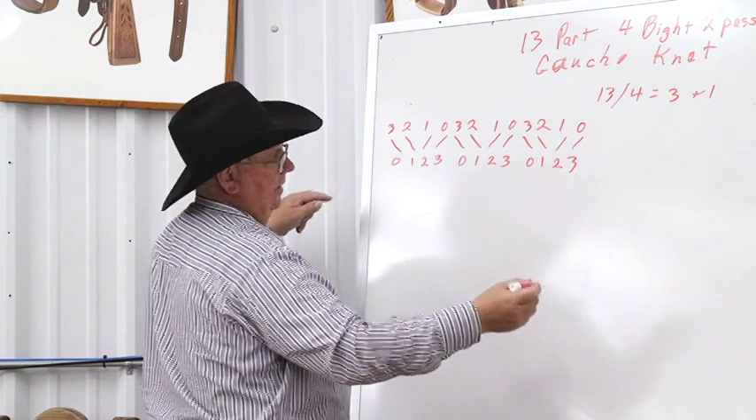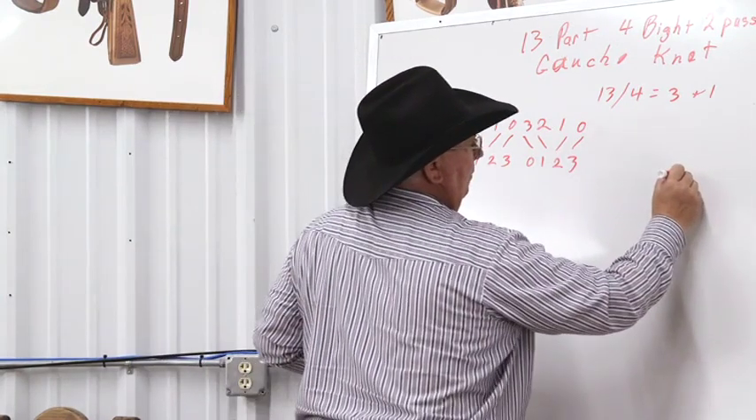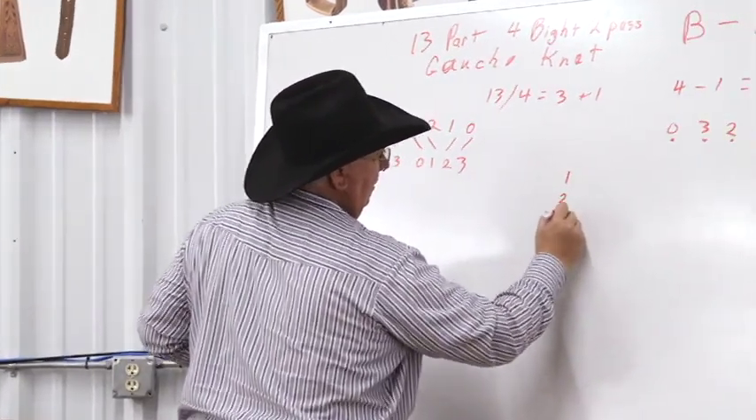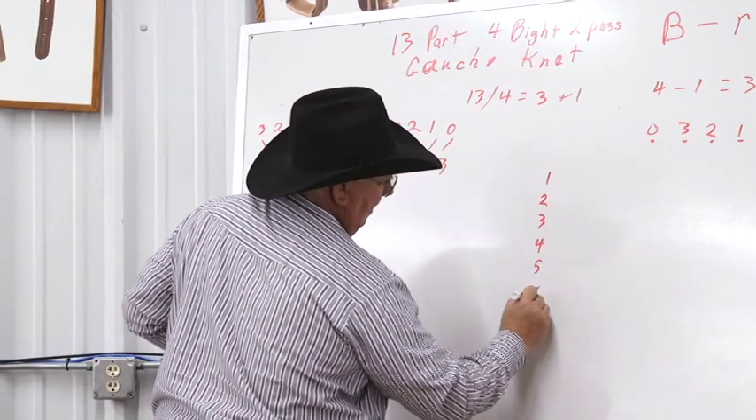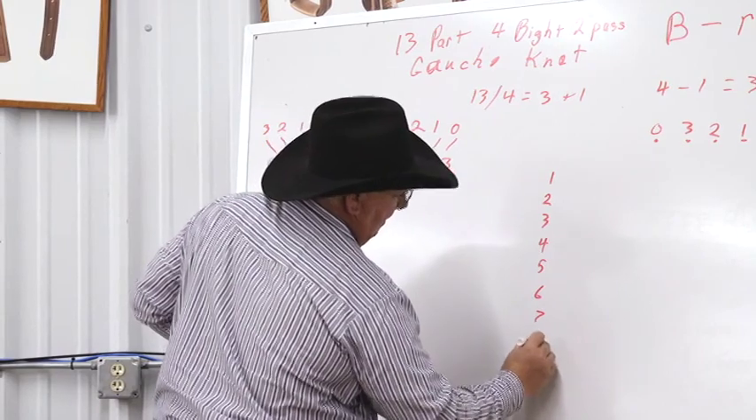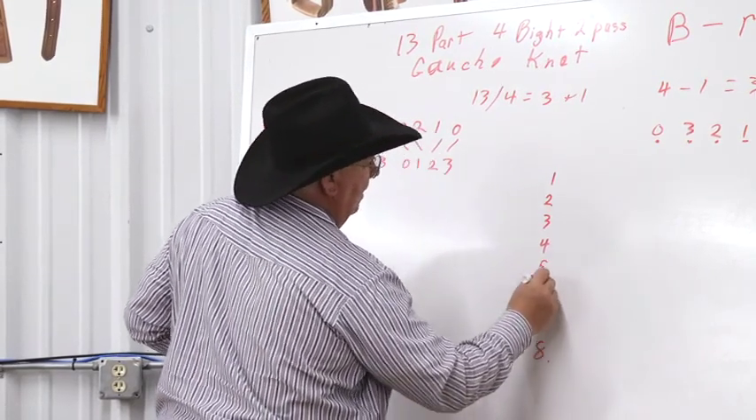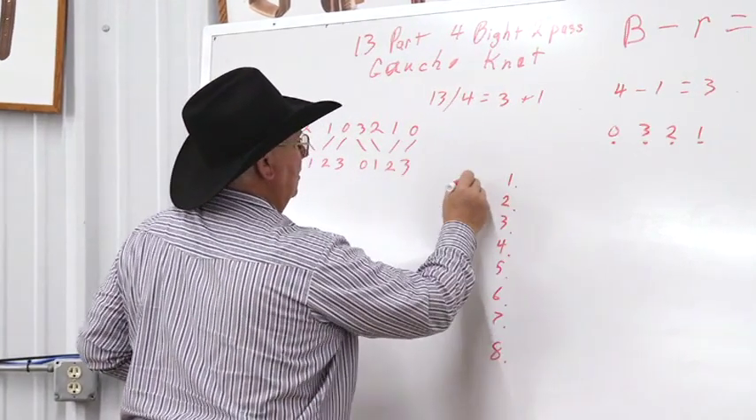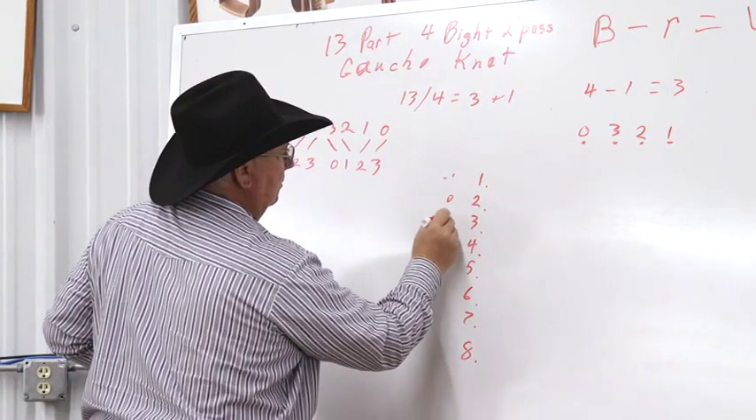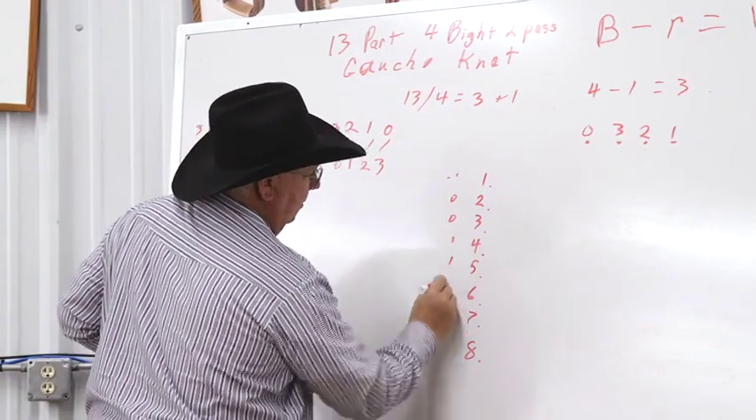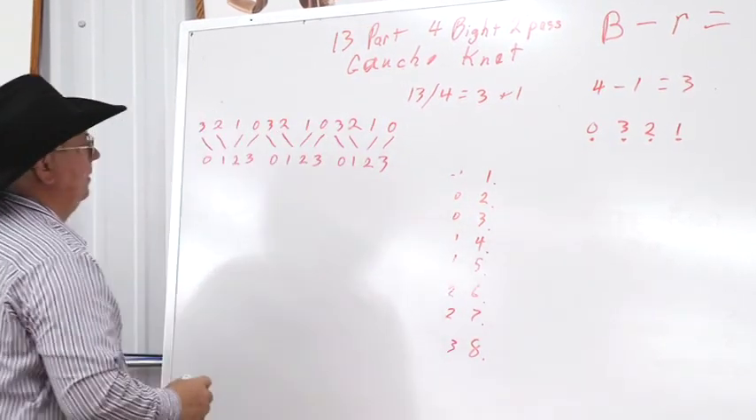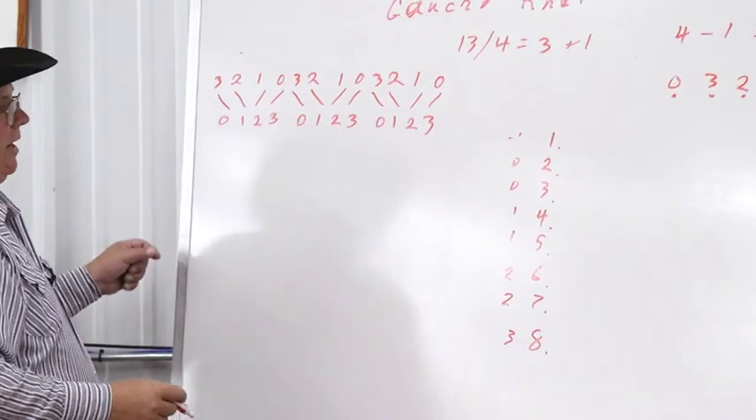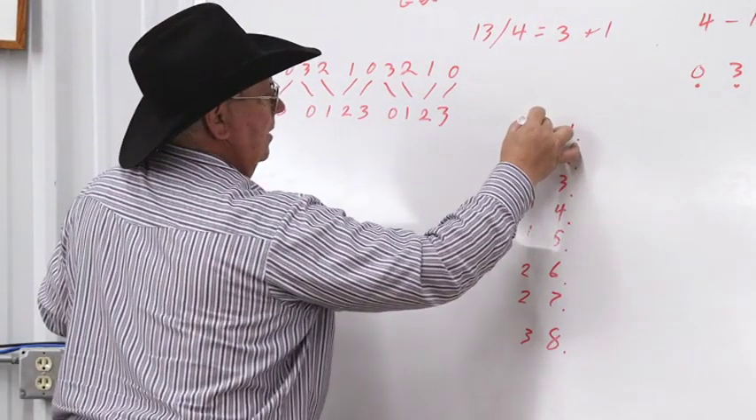Okay, I'm just going to draw it out here. 1, 2, 3, 4, 5, 6, 7, 8. My numbers are -1, 0, 0, 1, 1, 2, 2, 3. Okay, so our first one is a free run.